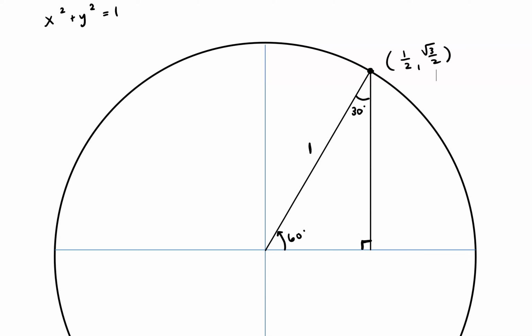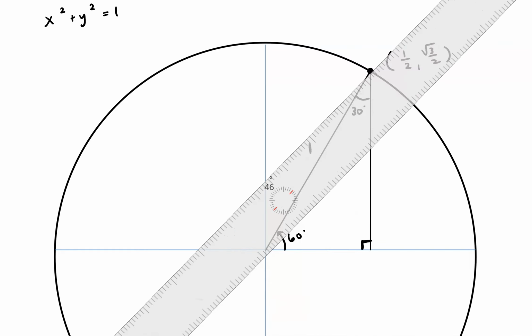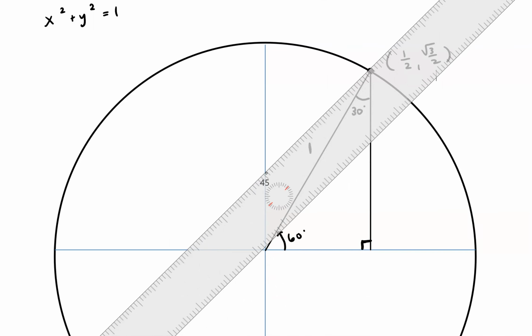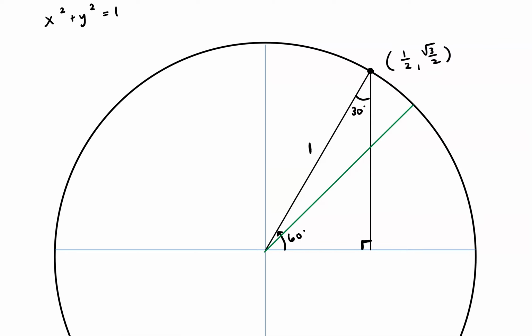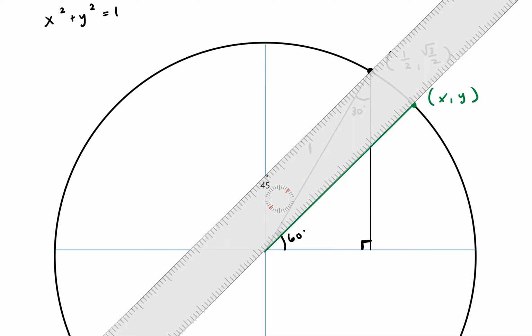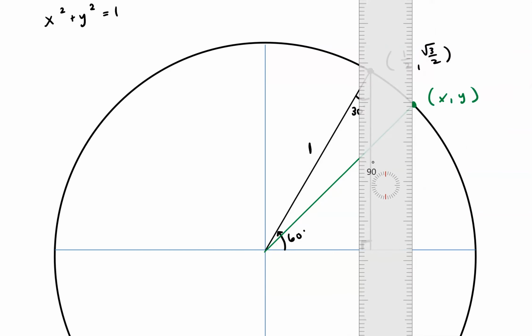All right, so I'm going to leave that there, and another special angle that we want to take a look at is 45 degrees. And I'll just use a different color this time. So I'm starting at the origin, and I'm making my way to the end of where the terminal side and the unit circle intersect right here. And again, I want to find the x and y coordinates.